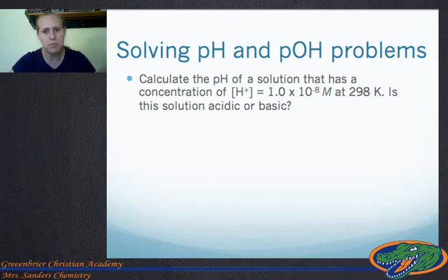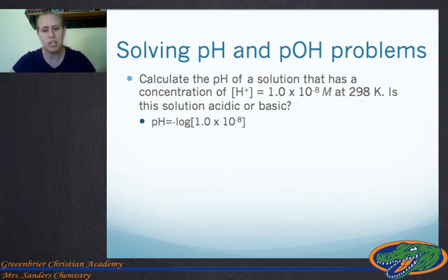Let's practice a few problems with pH and pOH. Calculate the pH of a solution that has a hydrogen ion concentration of 1.0 times 10 to the negative 8 molar at 298 Kelvin. Is the solution acidic or basic? So we first want to remember our equation: to find pH we need the negative log of the molar concentration of H. Well, they gave us that.